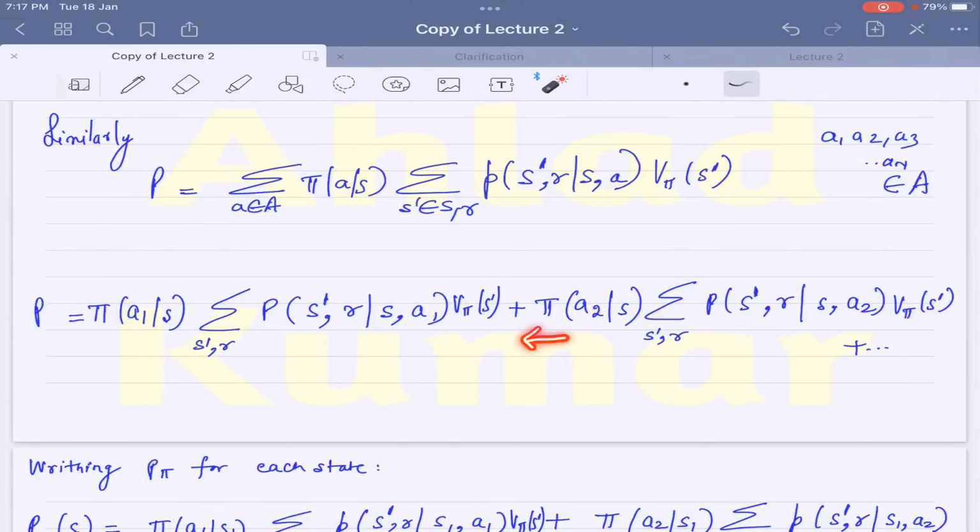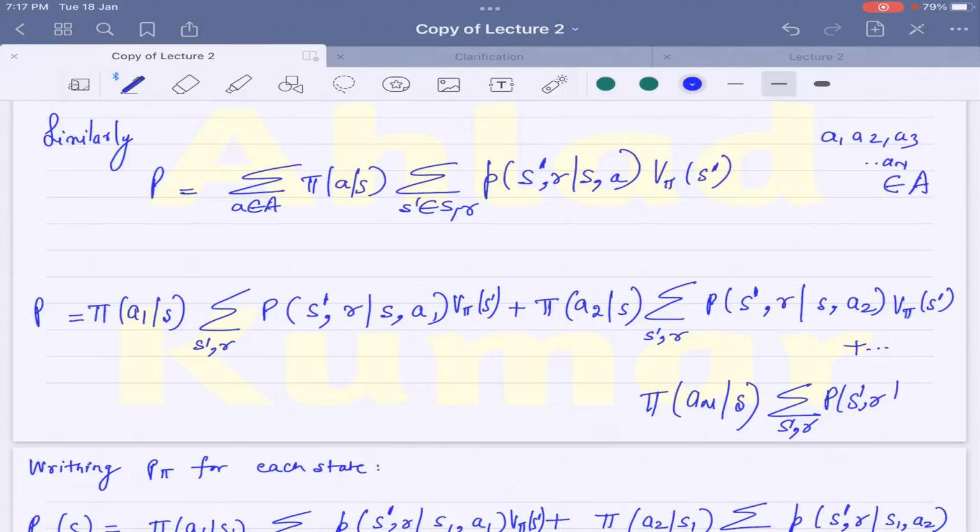In the next summation you will have A2. And why is this summation coming? This is coming because of this summation which is here. So now this is the second action, and with that action you again have an internal summation, which goes on like this. And this will continue till the last action, let us say pi an given the state s, and then you have a summation over all states and rewards, and then you have p of s prime, r given s comma a2, and then we have v pi s prime. So this is the final nth term.